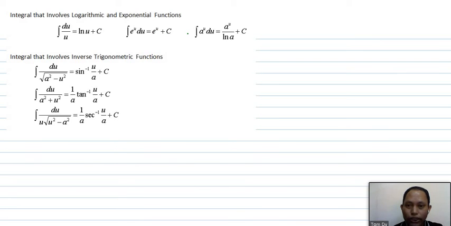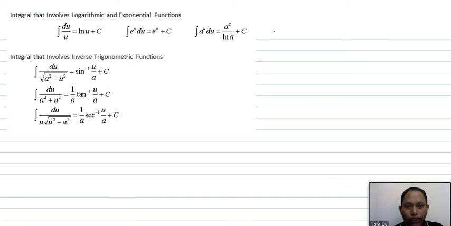And of course, the integral of a to the u du equals a to the u over ln a plus c. So all we have to do is to follow this particular formula. Take note, in our previous topic, or in the discussion about definite and indefinite integral, we have this formula.